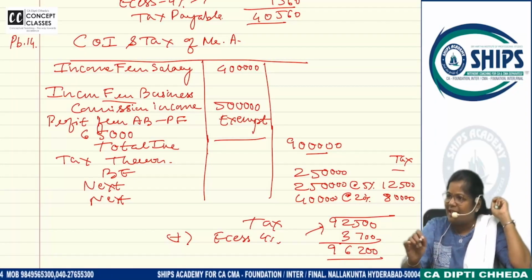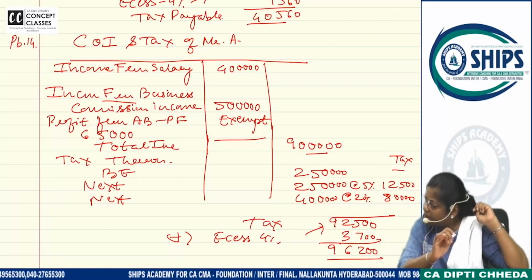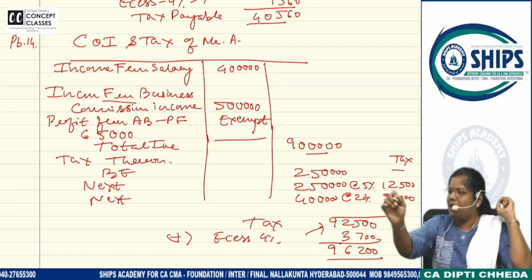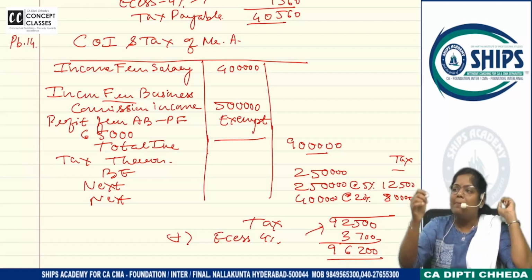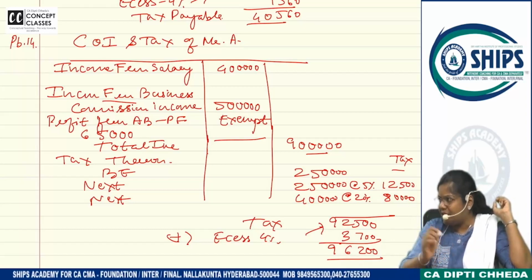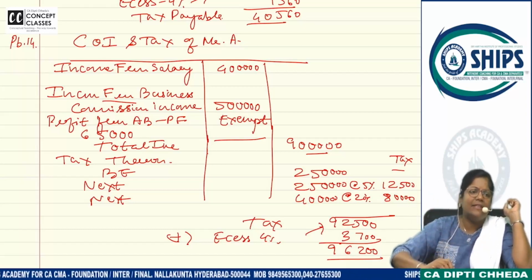So tuition income is how much for B? 7 lakhs in the outer column. And below that, what you will write? Profit from partnership firm, 65,000 exempt, and then calculate tax and tell me.